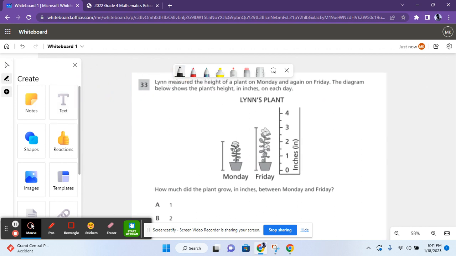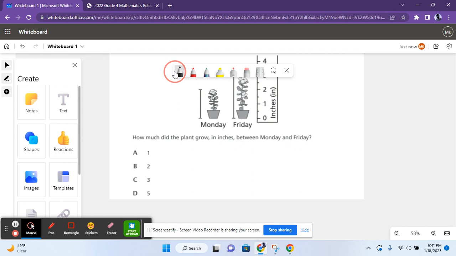For question 33, it says, Lynn measured the height of a plant on Monday and again on Friday. The diagram below shows the plant's height in inches on the next day. How much did the plant grow in inches between Monday and Friday?